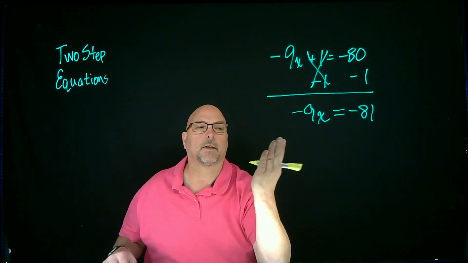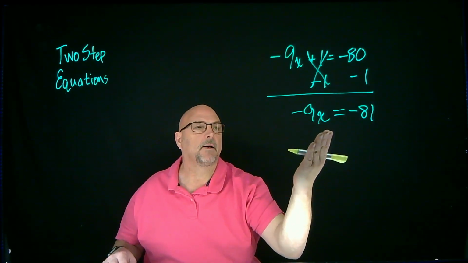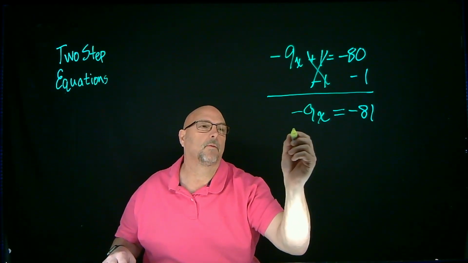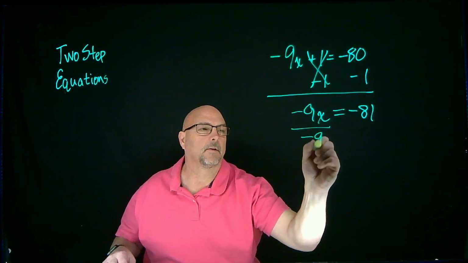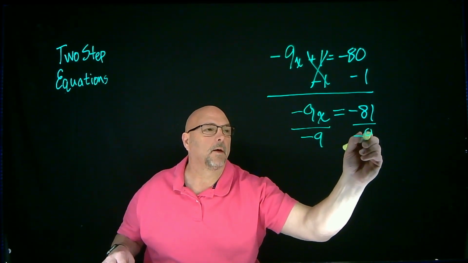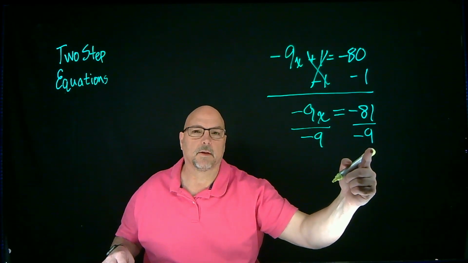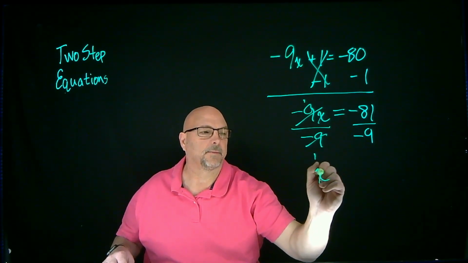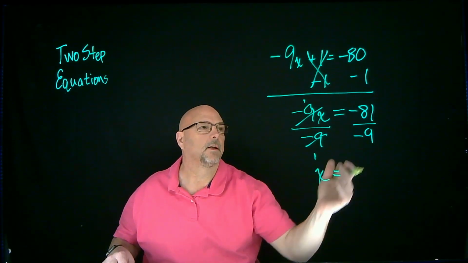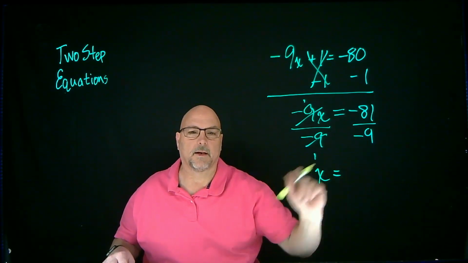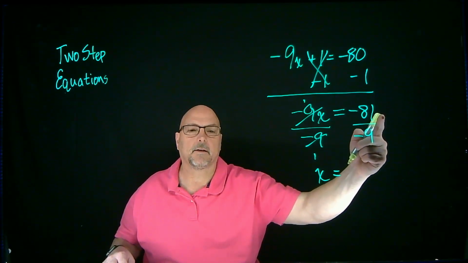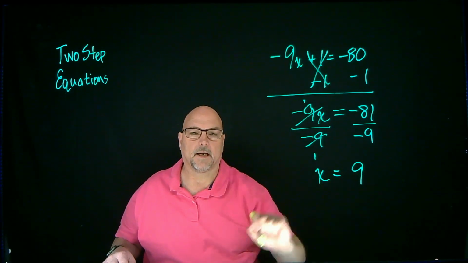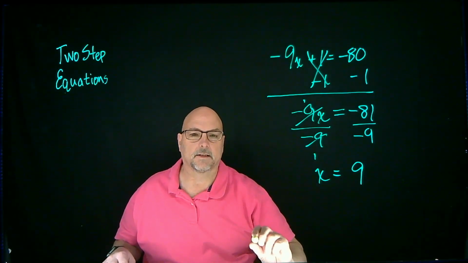So the next thing we want to do is get the x by itself, and x is being multiplied by negative 9. So we undo multiplication with division because they are inverse operators. And whatever we do on the left-hand side, we have to do on the right-hand side. So that gets rid of my negative 9 on the left. So now I have x equals. But we need to also do the same thing on the right-hand side. So negative divided by negative is positive. So negative 81 divided by negative 9 gives us a positive 9.